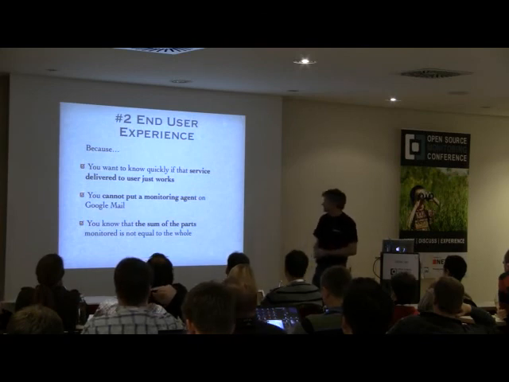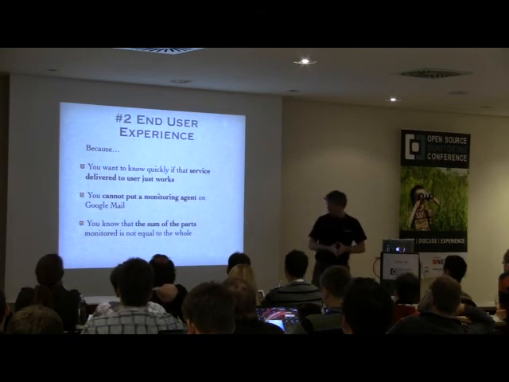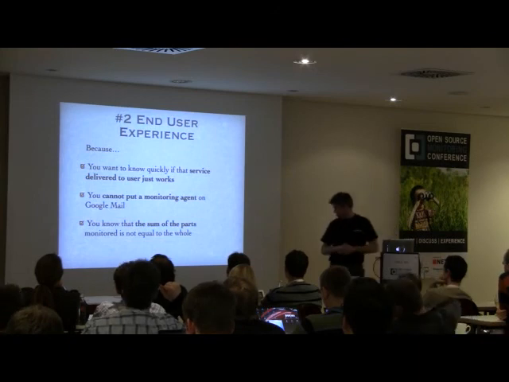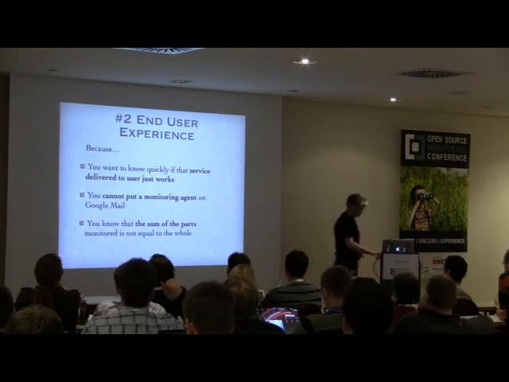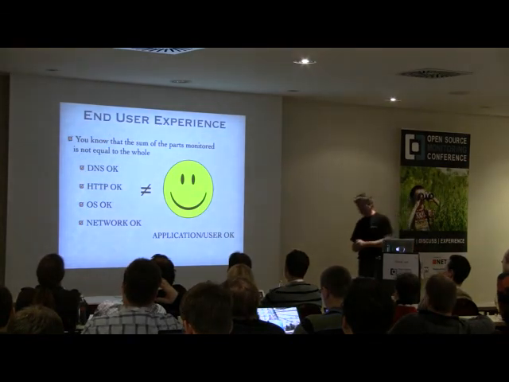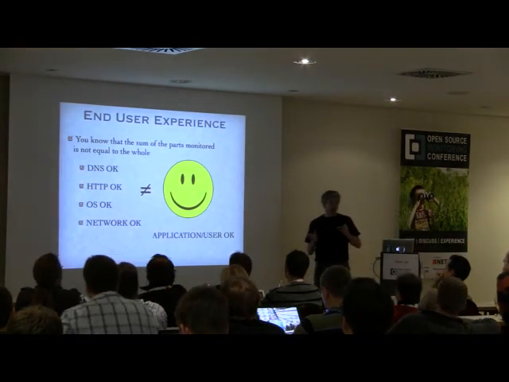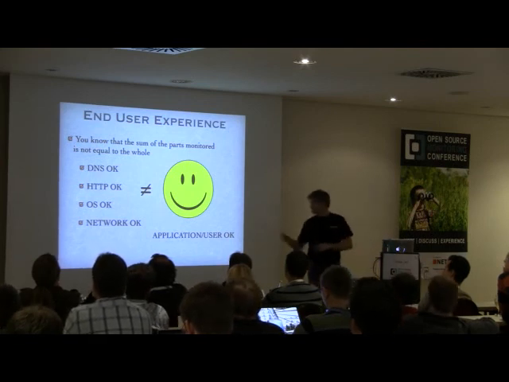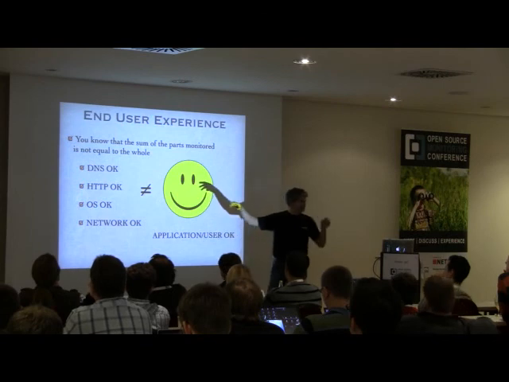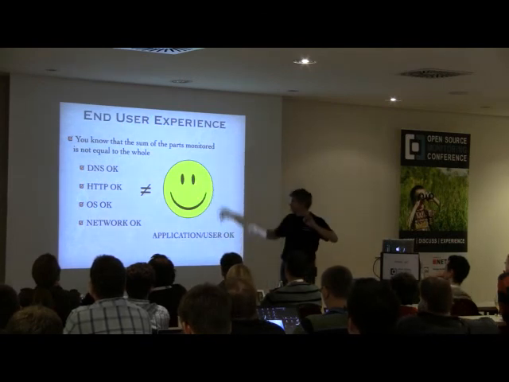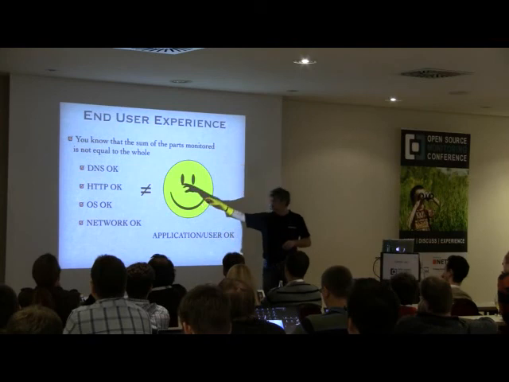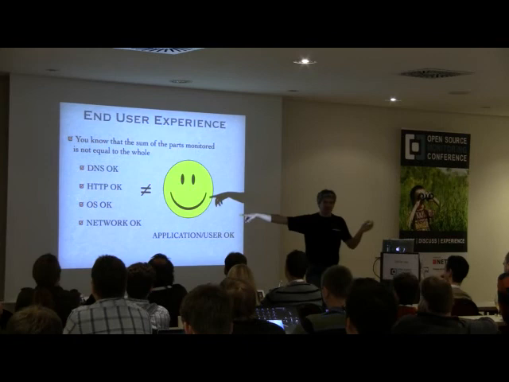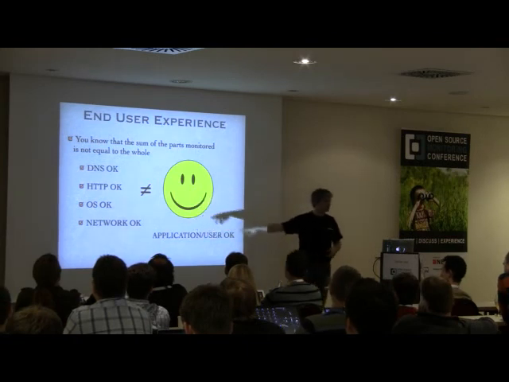You know that the sum of the parts monitored is not equal to the whole. I love this sentence. It's the future. It needs some explanation. When I tell you that the sum of the parts monitored is not equal to the whole, I mean that you can check your DNS, and Nagios tells you the availability of your DNS is okay. You check your HTTP, it's okay. You check your operating system, file system and so on, it's okay. You check your network, it's okay.